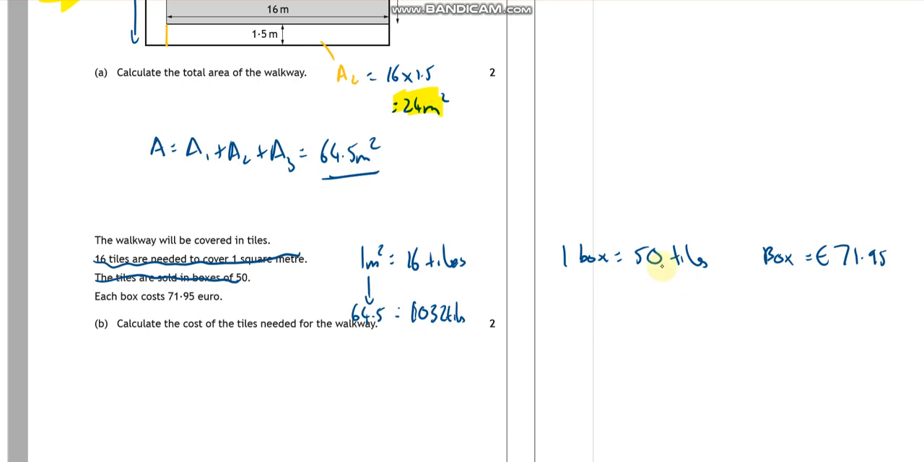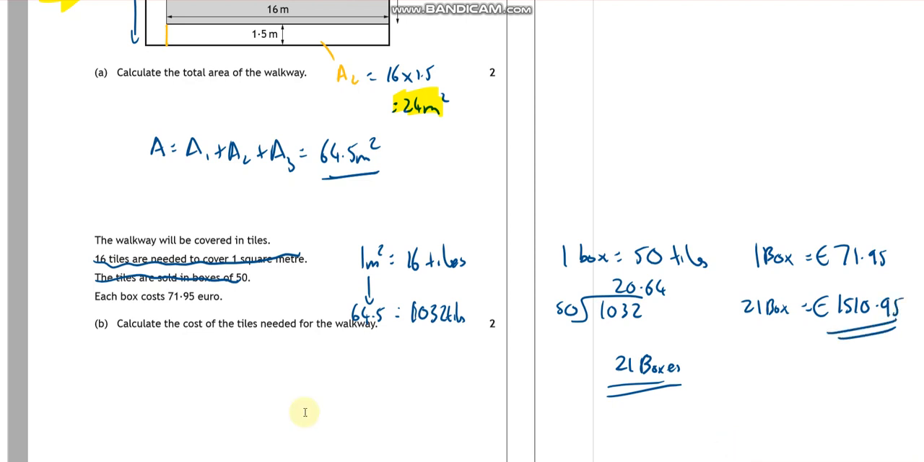So I will say 1032 divided by 50. Now that gives me 20.64. So that means I'm going to need to buy 21 boxes, because I can't buy 0.64 of a box. I need to round up, don't I? So 21 boxes. And if that's what one box costs, well, I want 21 boxes. How do I get from 1 to 21? Well, I times it. So I'll take my 21, times it by 71.95, and that gives me 1510.95 euros. I'll just check that. Yep, looks good to me.